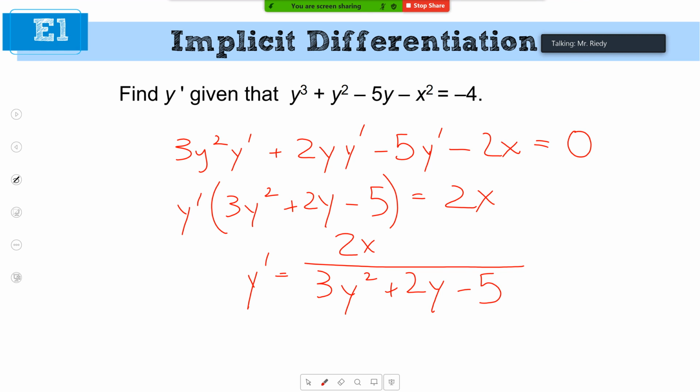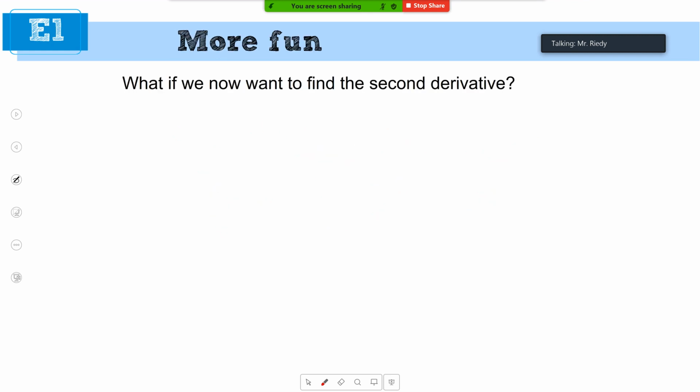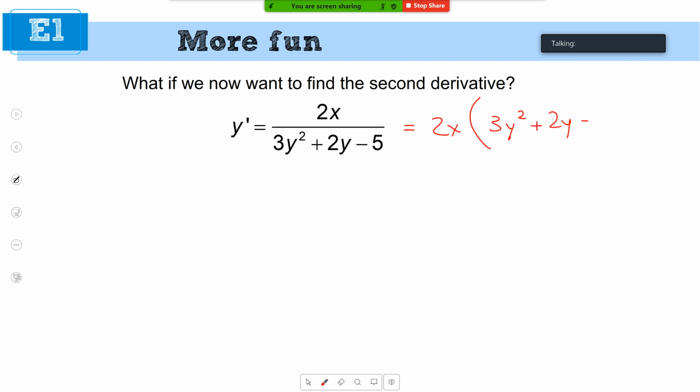All right, questions before we move on? No? Okay, good. Now, what if we take that puppy and we find the second derivative? Okay, so that's what we got for an answer. Now, all of a sudden, notice we have a quotient rule or a product rule. And I wanted to do this for two reasons. Number one, to practice some implicit, but also to help you realize that I could rewrite this that way.